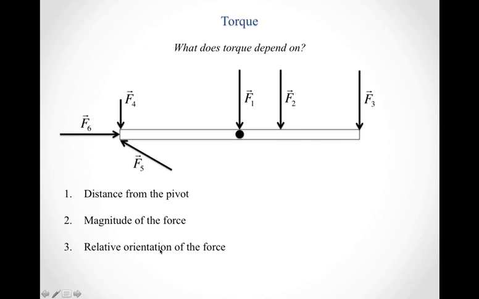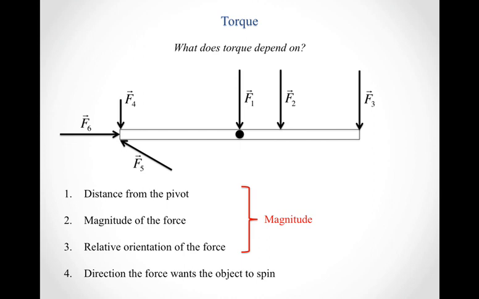The last detail that torque is going to depend on is, well, if we think about forces 2, 3, and 5, those are all trying to make the rod spin clockwise. Force 4, on the other hand, is trying to make the rod spin counterclockwise. And so the last detail that the torque is going to depend on is the direction that the force is trying to make the object spin.